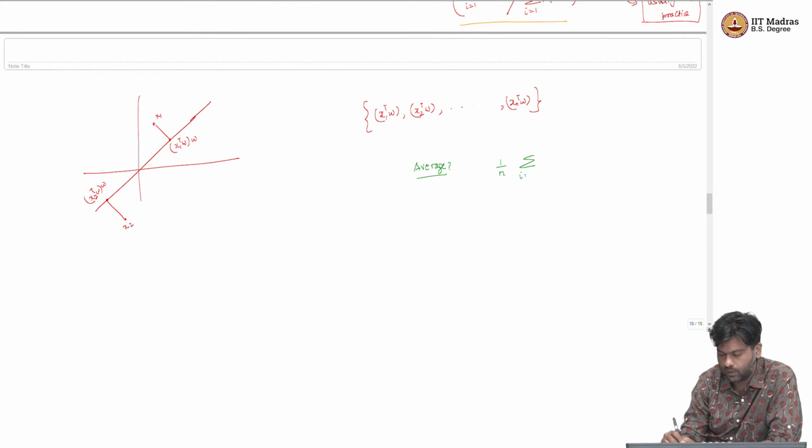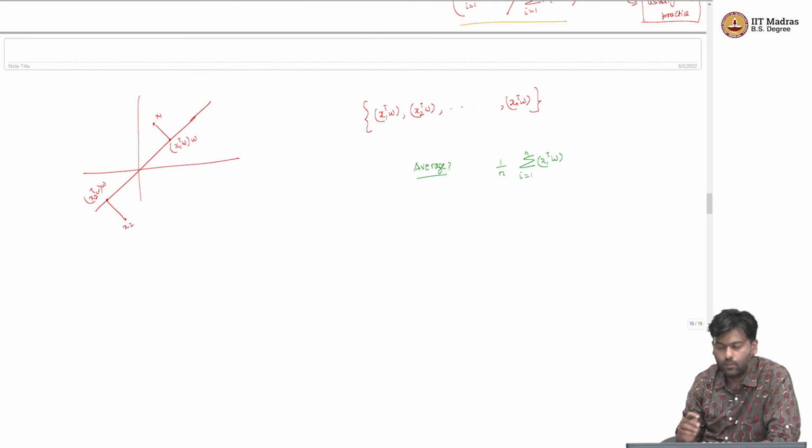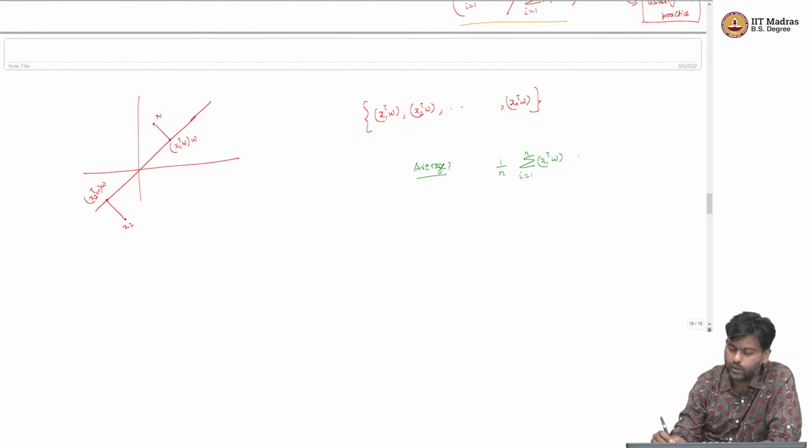What would this be? Sum over i equals 1 to n of xi transpose W. I am not saying anything about W being the best line or anything. Pick some arbitrary line and then project onto that line, compute these xi transpose W values and then compute their average, right. So, what is this value going to be? You may want to pause and think about this before I tell you the answer. This value is just 1 over n sum over i equals 1 to n xi transpose W.